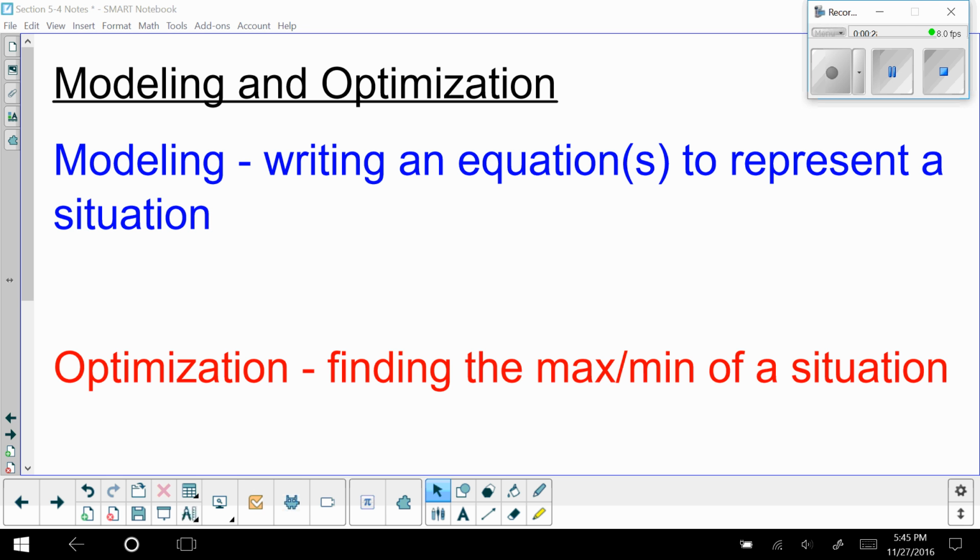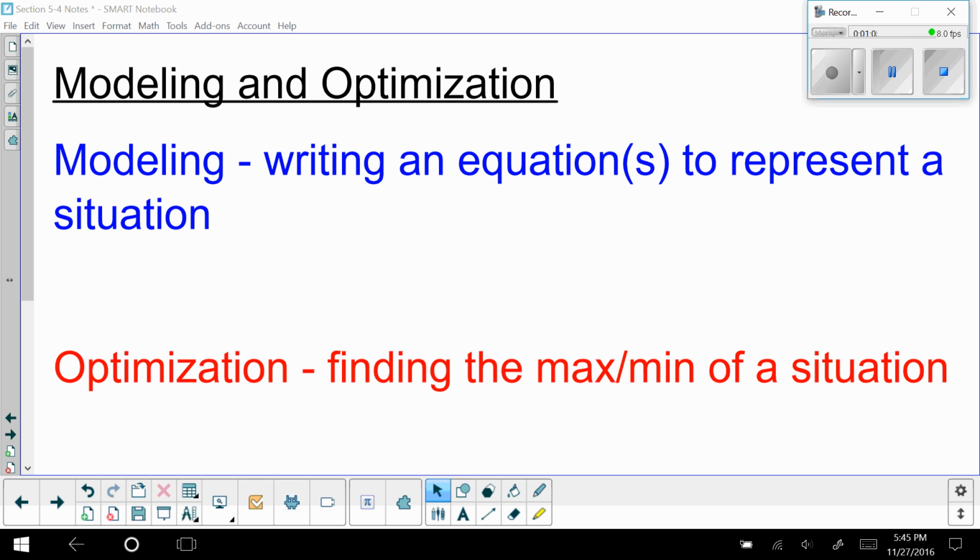So anytime you hear a mathematician say modeling, we're referring to writing one or more equations to represent a situation. This is any time that, say, in a science lab or in any other situation, you've used an equation to represent something that's happening in the real world. And then optimization is a very specific type of modeling where we're trying to find a maximum or a minimum in some real life situation, such as finding a maximum profit or a minimum cost.